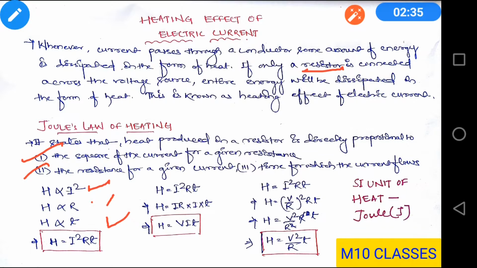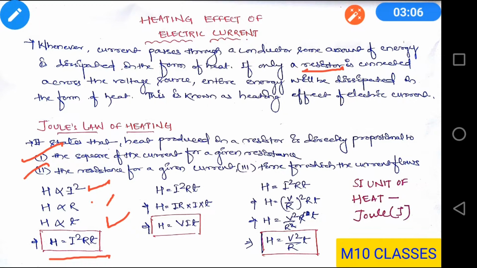You might have observed that if you turn on the fan for 10 minutes and for 1 hour, in the case of 10 minutes the temperature would be less, and if you turn it on for 1 hour, the temperature would be more. So from Joule's law of heating we get that H equals I square RT. This is the formula. But we can also derive some other formulas out of it. Let us see. H equals I square RT.